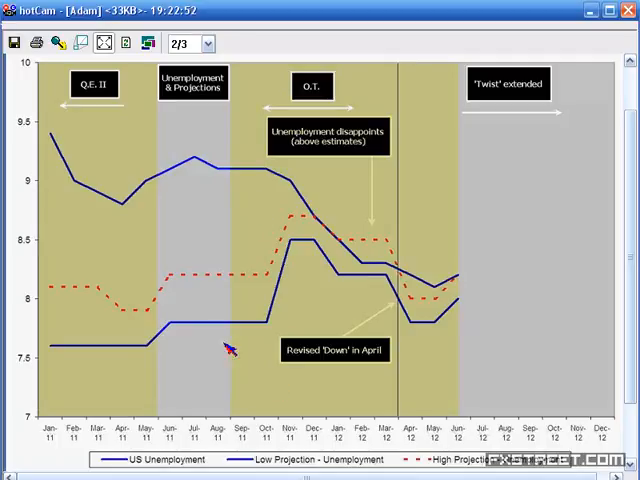Take a look to see what happened. Okay, this is Operation Twist. This is September, October, November of last year, January, February, March, all the way through June of this year, Operation Twist. Now, June of this year, June 19th and 20th, the Federal Reserve met. That's when they were expected to conclude Operation Twist.